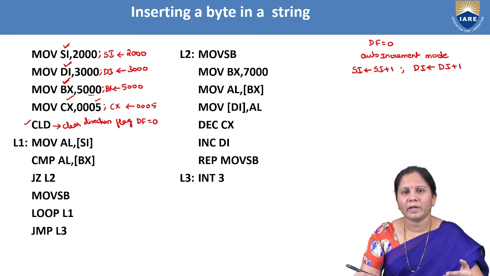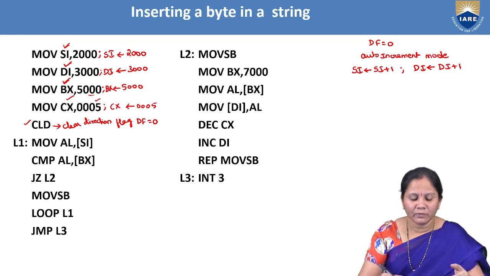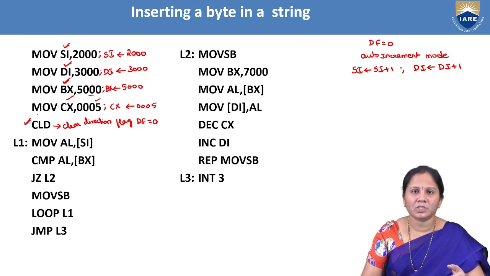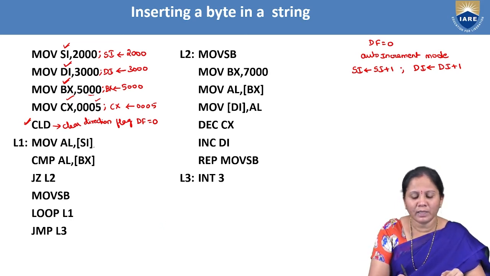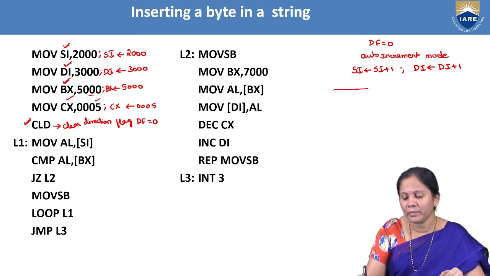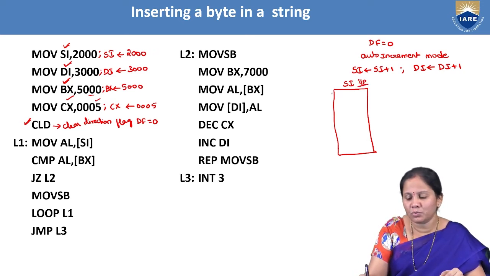Okay. So instead of writing in the program every time increment SI, increment DI, instead of that we can write this CLD instruction which performs the same operation. Next, move AL comma SI. So here SI is the source index. That means you have to consider here the SI location. So SI represents source index. What you are going to take as input is in this location. So here SI is initialized to 2000.